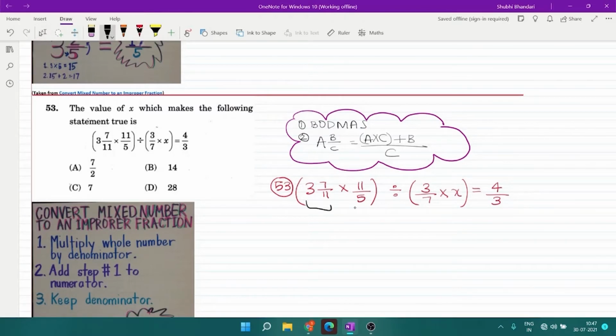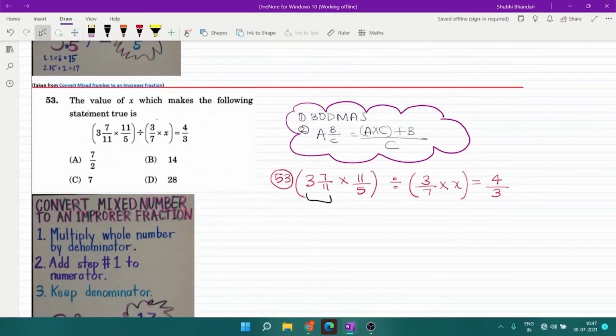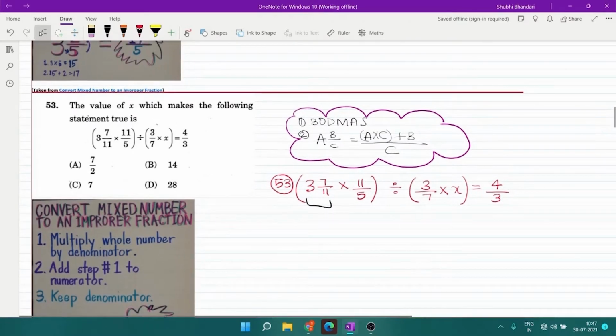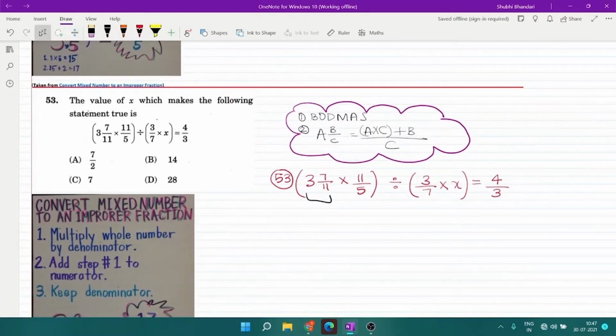So this is a mixed fraction: 3 and 7 by 11, into 11 by 5, divided by 3 by 7 into x, is equal to 4 by 3. So for which value of x do the LHS and RHS become equal? Now we will again use BODMAS. BODMAS says first we have to evaluate the brackets. So let's do that: 3, 7 by 11.